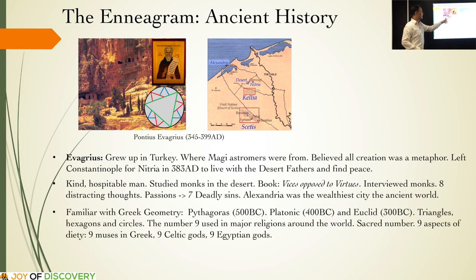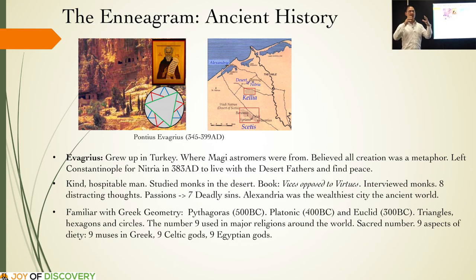So he was also, at the same time, familiar with Greek geometry. He was familiar with Pythagoras, who lived around 500 BC, the Platonic solids of Plato in 400 BC, and Euclidean geometry in 300 BC. So he also wrote about the significance of triangles, hexagons, and circles, all of which will form the makeup of the modern Enneagram.